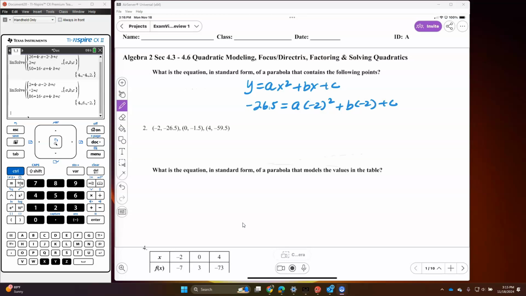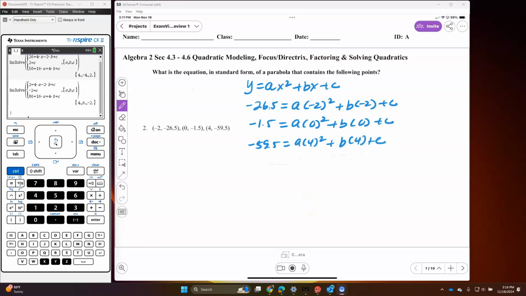plus c. The next one is negative 1.5 equals a times 0 squared plus b times 0 plus c. And then the last one we have negative 59.5 equals a times 4 squared plus b times 4 plus c. So now I have negative 26.5 equals 4a minus 2b plus c.